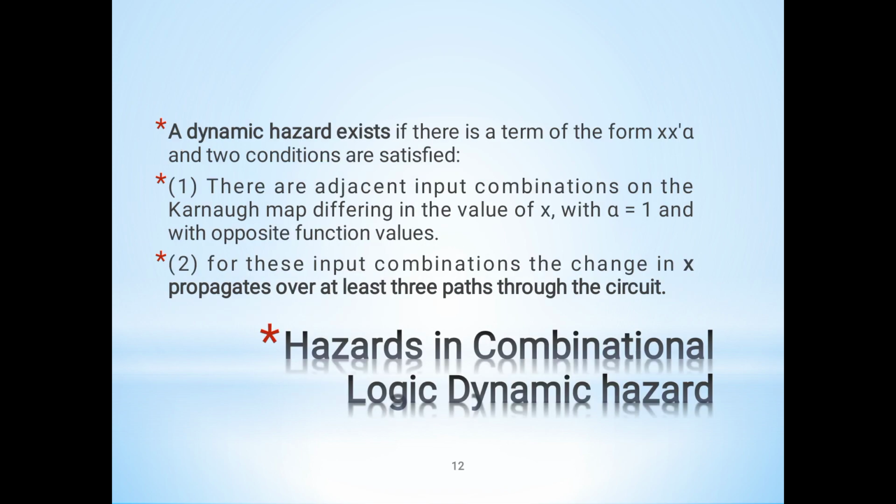Dynamic hazard is a different hazard where there are switching transitions from 0 to 1 or 1 to 0 that occur 3 or more times. The conditions to be satisfied if a dynamic hazard exists are: first, there is an adjacent combination on the K-map with a value of x and x-bar equal to 1 with opposite functional values. And the second, which is most important, is that x should be propagated through 3 different paths through the circuit. In order to make the output, it has to traverse through the 3 different paths.